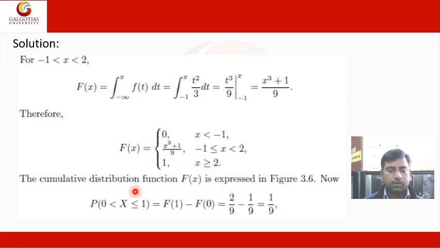Now to find the probability when x takes a value greater than 0 and less than or equal to 1, we will use the formula F(b) minus F(a), that is F(1) minus F(0). So we will find the CDF at x equal to 1, and also the CDF at x equal to 0. Both values lie in the second interval, so we put x equal to 1 and x equal to 0 in this interval. We get F(1) as 2 by 9 and F(0) as 1 by 9. On solving this, we get the value 1 by 9.